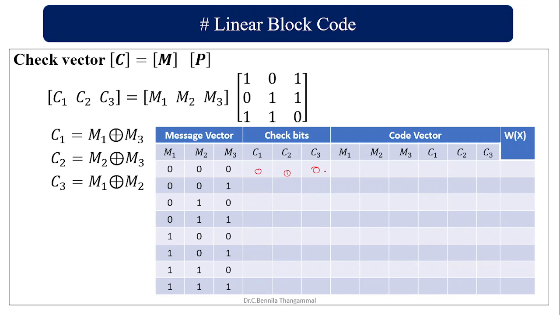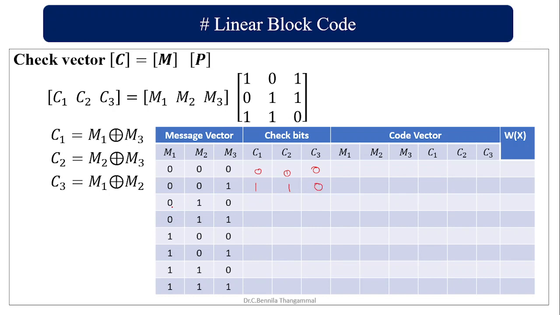Now for the message 0, 0, 1, your C1 is M1 plus M3. So 0 plus 1 is going to be 1. It's a modulo 2 addition. And then C2 is M2 plus M3, so 0 plus 1 is 1. And C3 is M1 plus M2. 0 plus 0 is going to be 0.